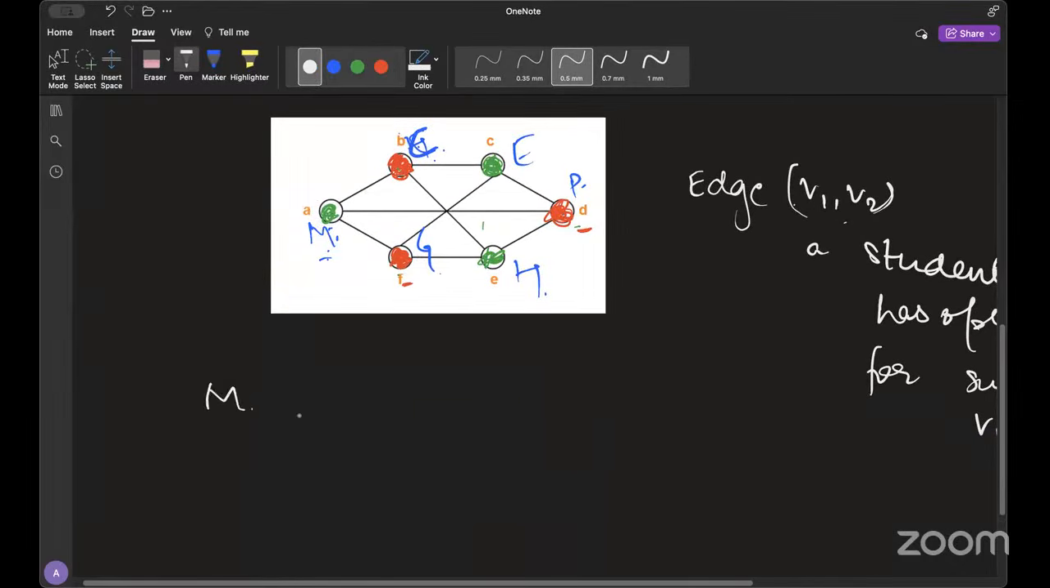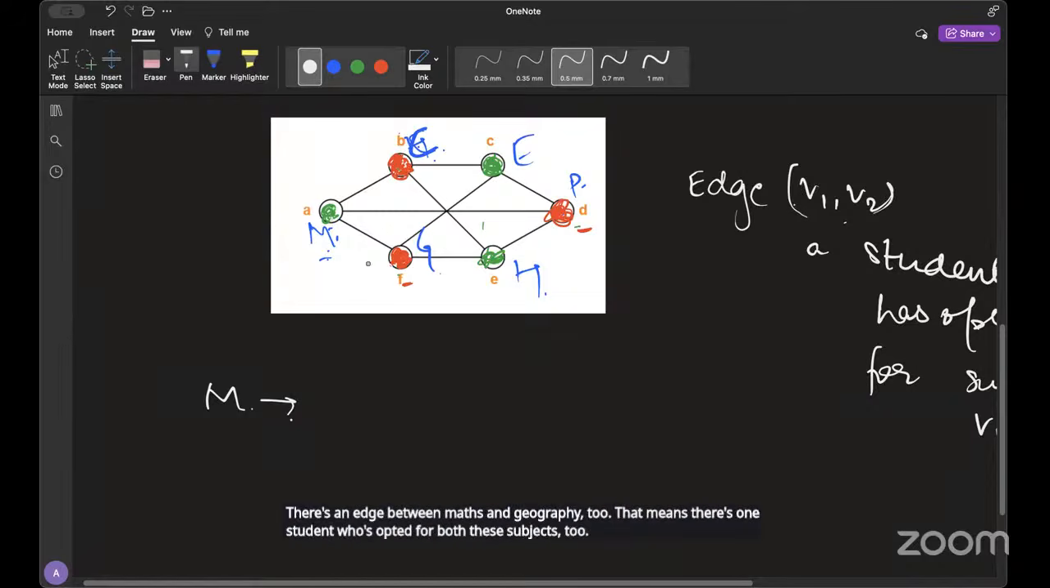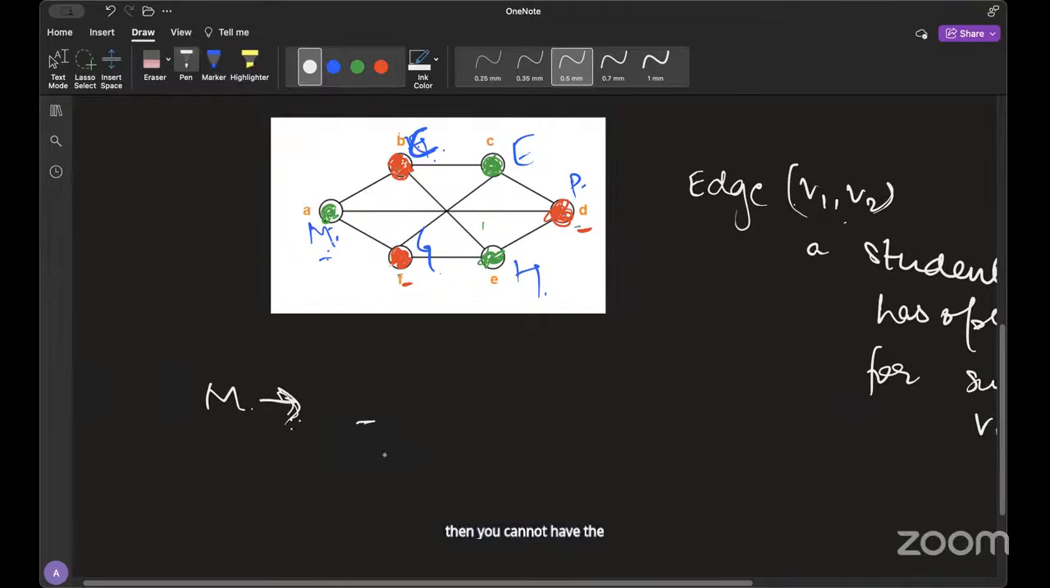So you have maths. Let's say you have a date fixed for maths. Then chemistry, and chemistry has an edge. That means there's a student who has opted for chemistry and maths both. There's an edge between maths and geography too. That means there's one student who's opted for both these subjects too. That means you cannot have the exam of maths and chemistry on the same day, and maths and geography on the same day. That means if you're having maths today, then you cannot have the exam of geography and chemistry on the same date, right?